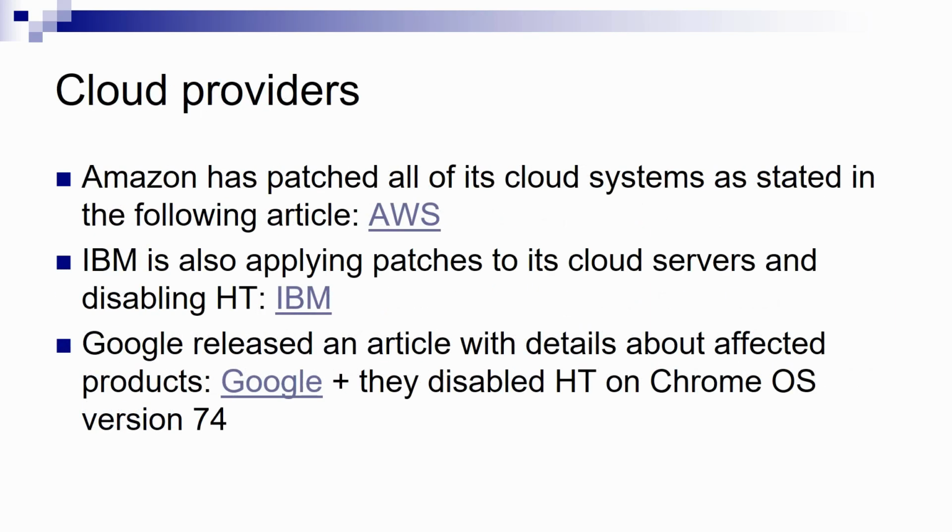As for cloud providers, Amazon has moved quickly and patched all of its systems. IBM has done the same and also disabled hyperthreading on most of their systems. And Google released an article detailing what products are available from their cloud, and they also disabled hyperthreading on Chrome OS version 74.